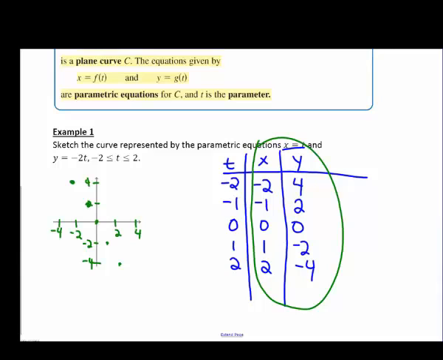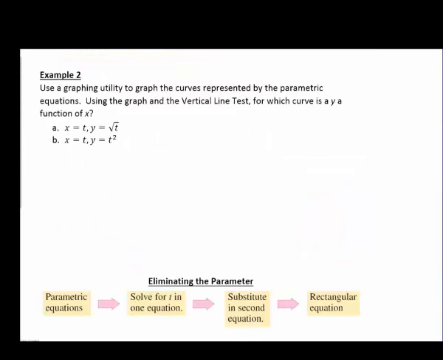Now it says sketch the curve, but this is really a straight line, and actually it should be a line segment because it cannot be less than -2 or greater than 2 for your t value. And that is how you would sketch that set of parametric equations. All right, so let's take a look at the next page.